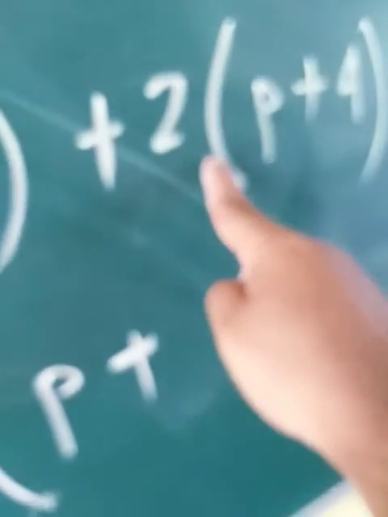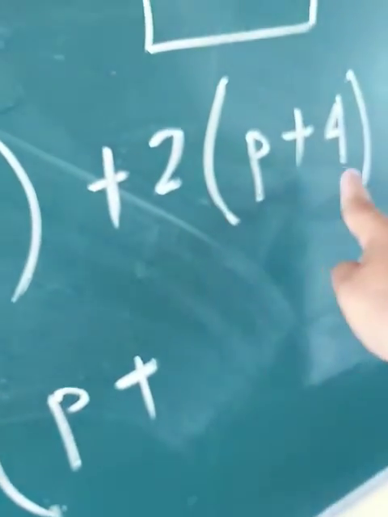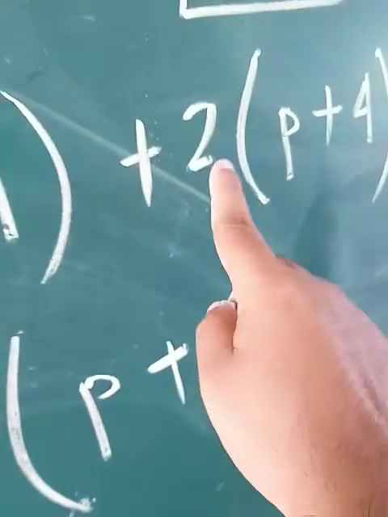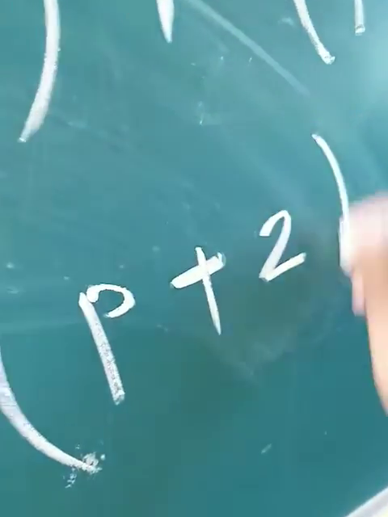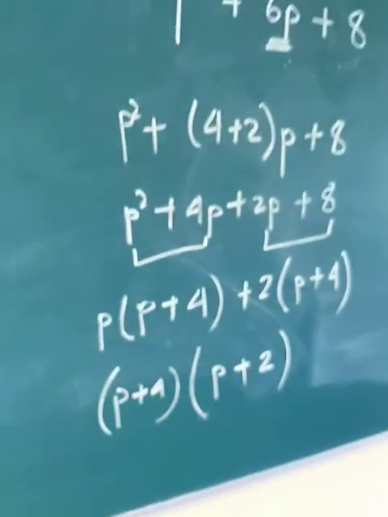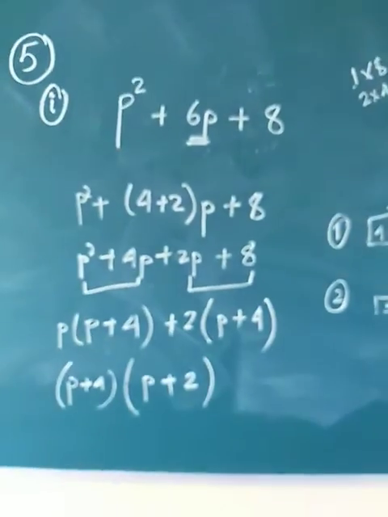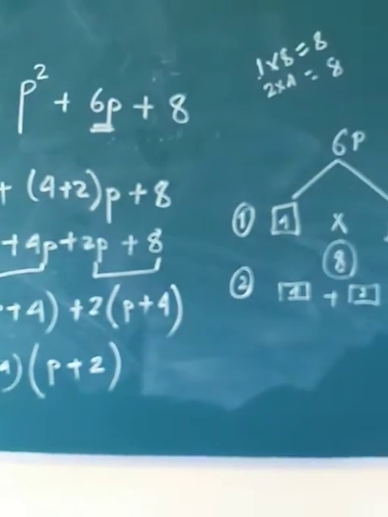Similar thing, if I divide this term with this term, then again p plus 4 will be reduced. What will be the answer? The answer will be p plus 2. So this is the solution. This is how exactly you will do middle term factorization, students. Okay, I hope you have understood.